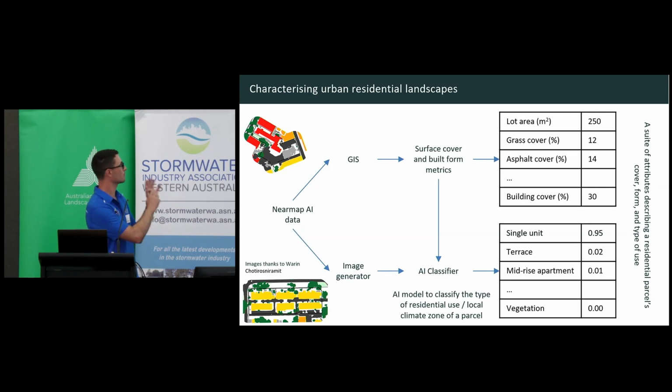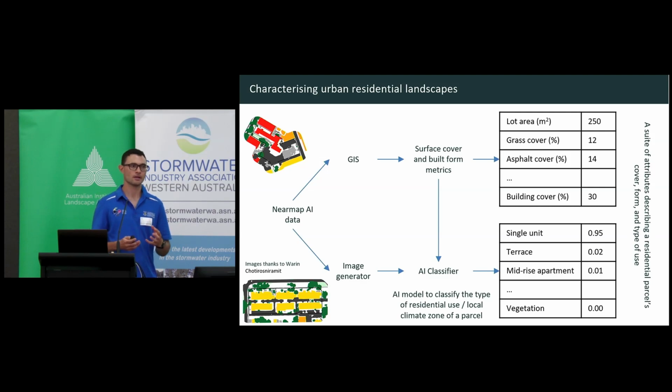What we're doing here is taking the NearMap AI data and putting it through a GIS system that we've built that spits out a suite of different surface cover and built form metrics, the kind of things you can see in the top table on the right, that are descriptive of what's going on in that residential parcel. We're then taking an image of the parcel and combining it with those GIS-based metrics and passing that into an AI classifier that we're training at the moment. That AI classifier assigns a probability score to that parcel that it belongs to one or more different types of residential use.